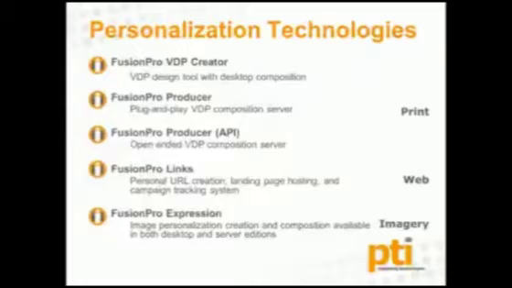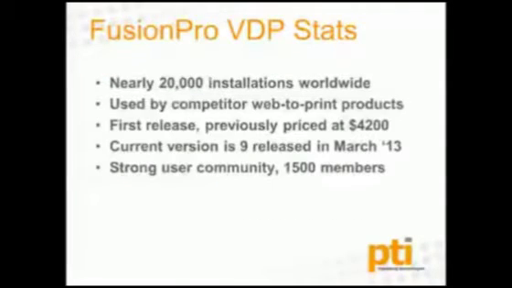FusionPro Links is our PURL or personal URL creation, landing page hosting, and campaign tracking system. FusionPro Expressions is the image personalization tool. This is one of our more unique tools that we have. This is where you can take clouds in the sky or spots on a cow and spell out that information so it looks and feels like the environment that it's in. And these are both in desktop and server editions.